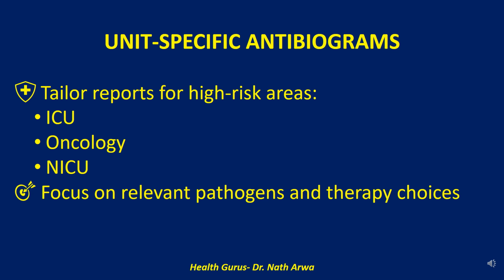In the NICU, your focus shifts to organisms like Group B Streptococcus, Escherichia coli, and Listeria, with agents like ampicillin and gentamicin. In oncology, the stakes are high. You'll be watching for coagulase-negative staph, Pseudomonas, and fungal organisms, and reviewing options like vancomycin, cefepime, and amphotericin. This level of granularity helps clinicians fine-tune empiric therapy in the exact setting where time, precision, and outcomes matter most. It's precision medicine in action.